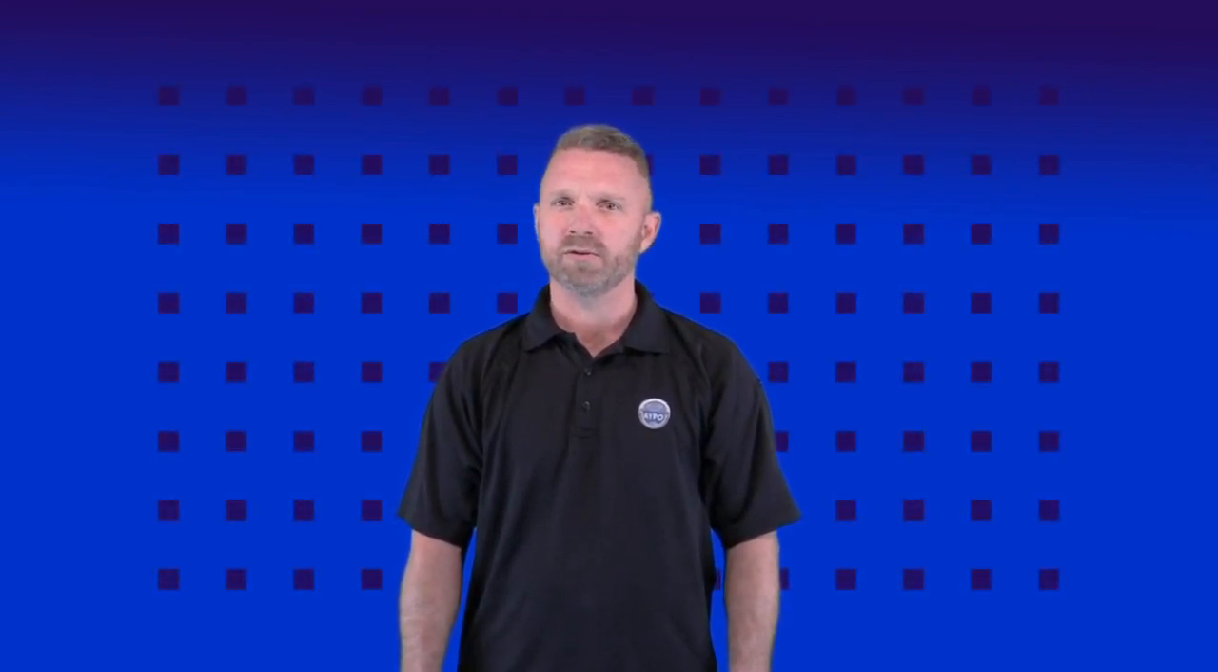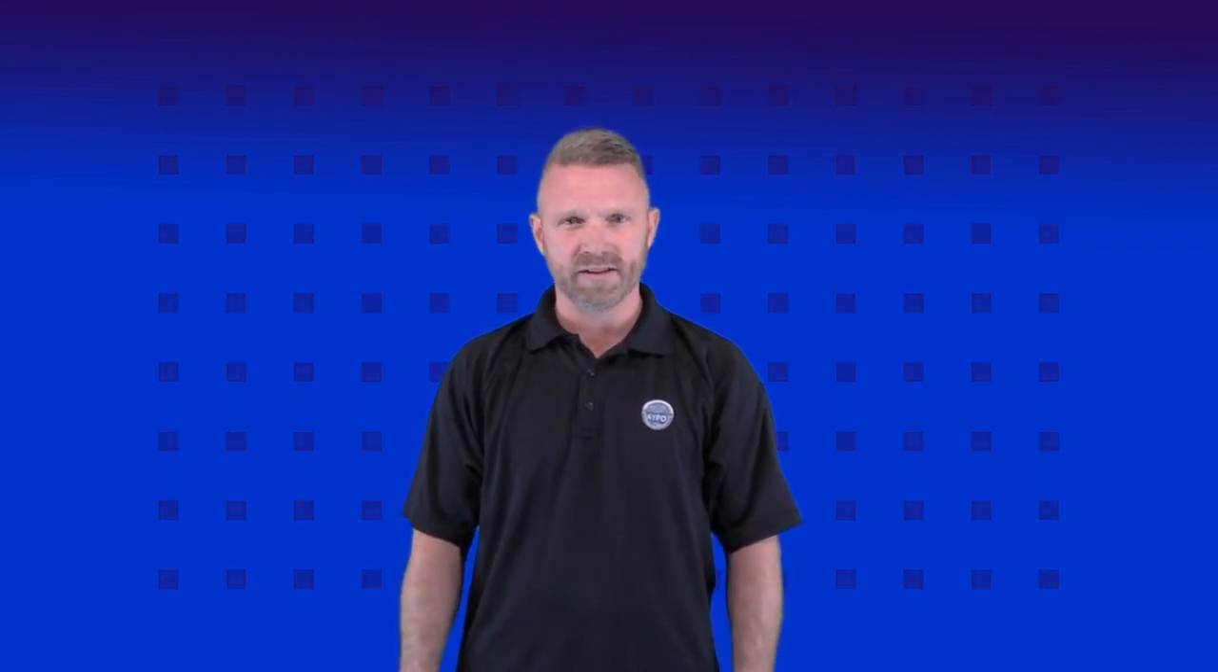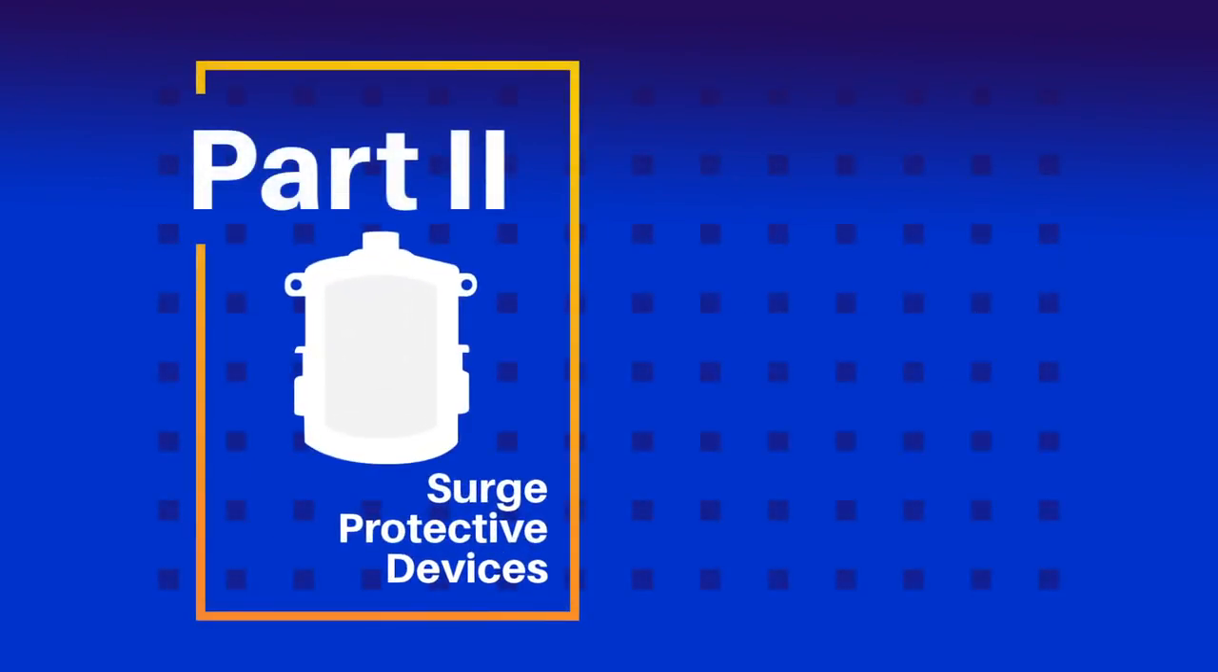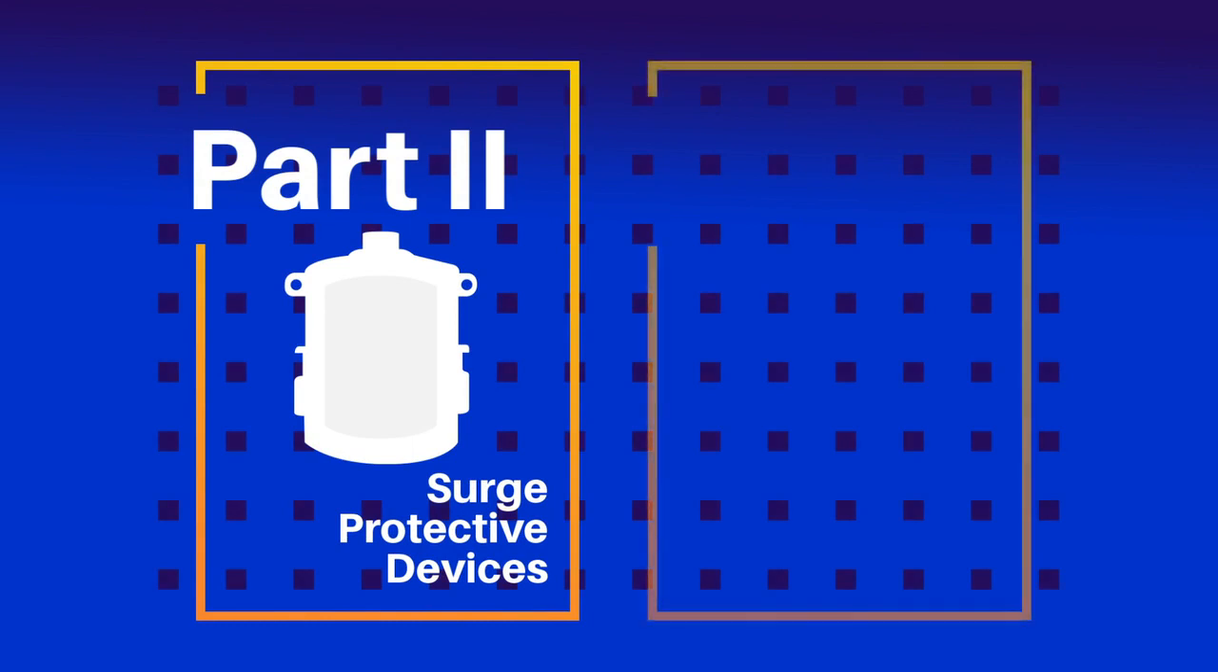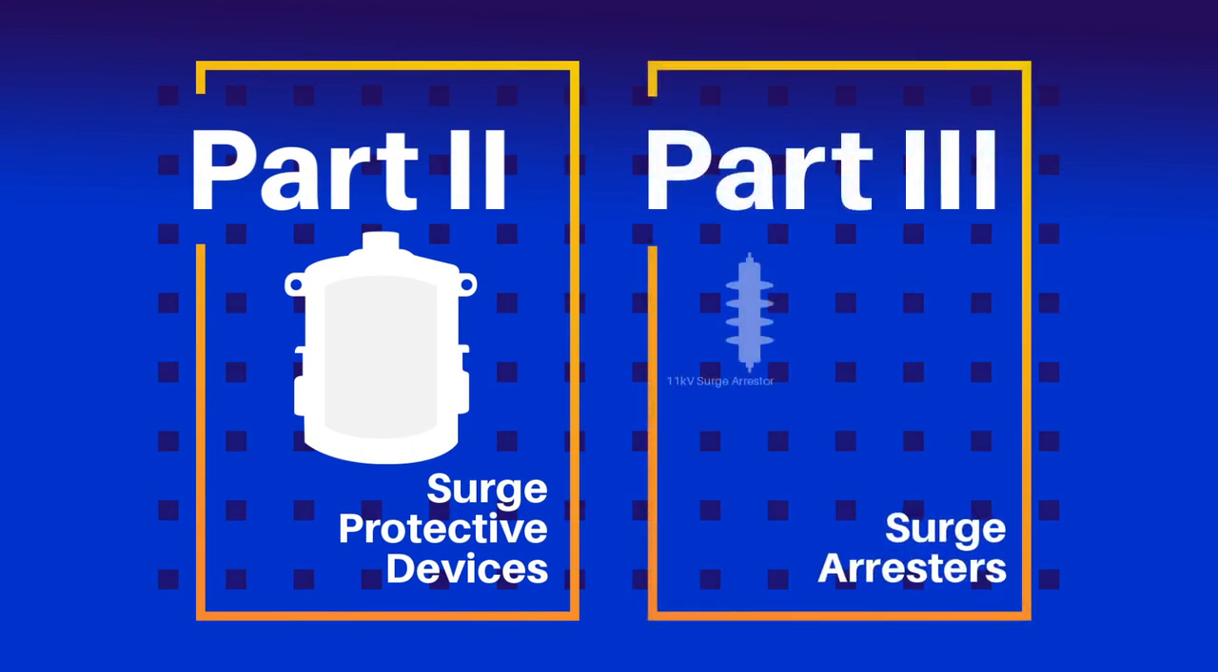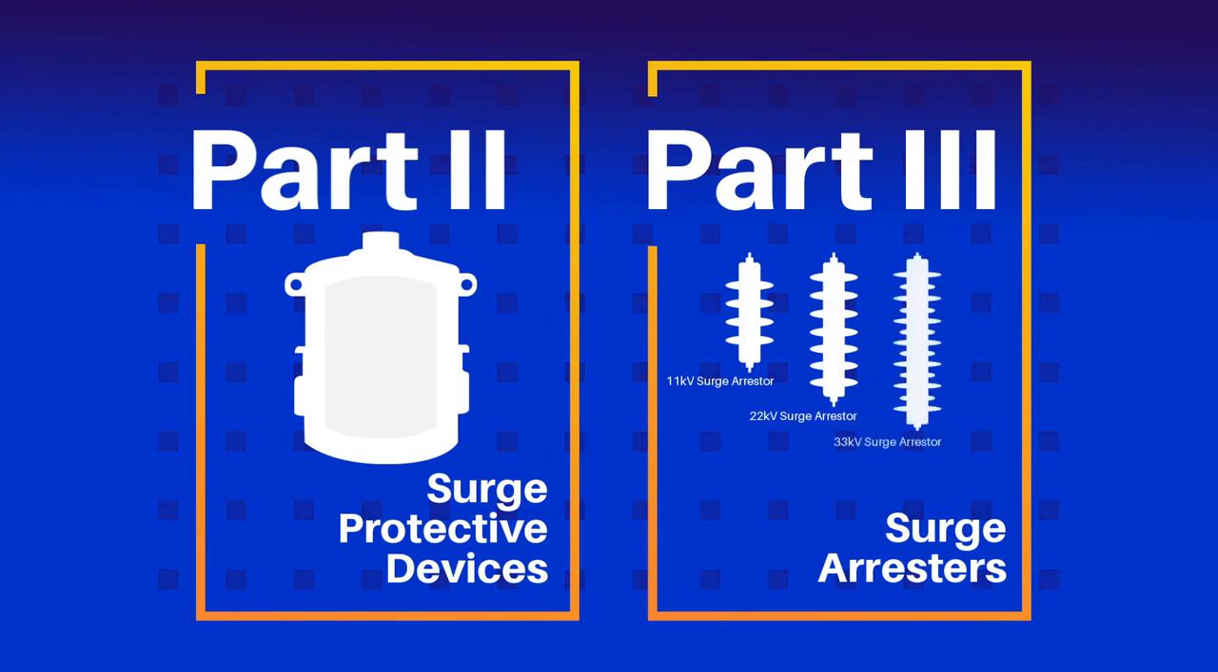Although there are some revisions to the sections to make Article 242 easier to understand, it retains the general organization of previous editions. Part 2 covers surge protective devices permanently installed on premises wiring systems not more than 1,000 volts nominal. Part 3 covers permanently installed surge arresters for wiring systems over 1,000 volts nominal.